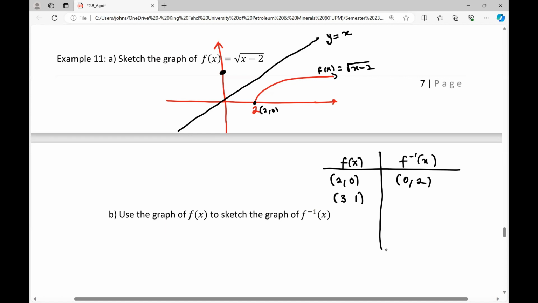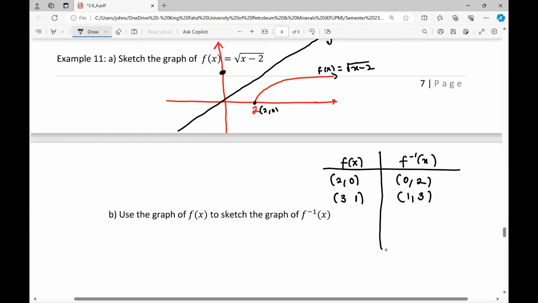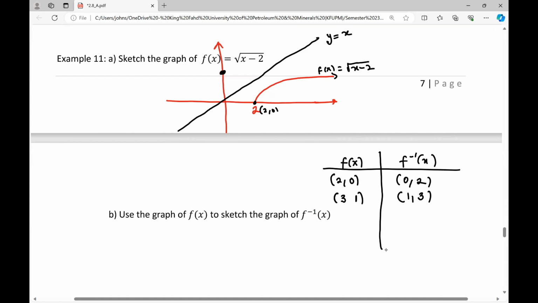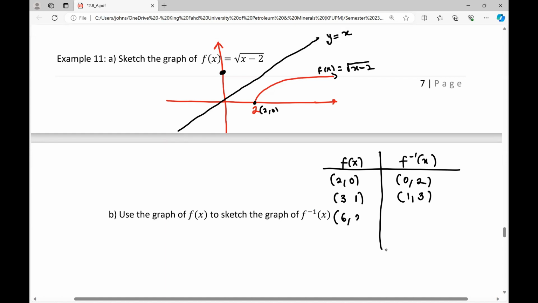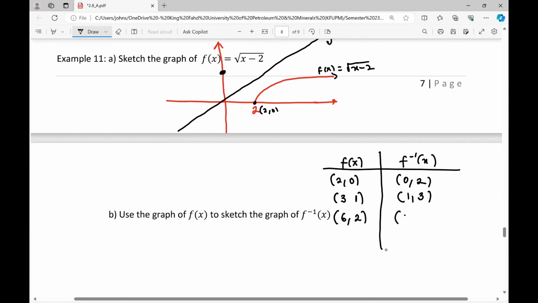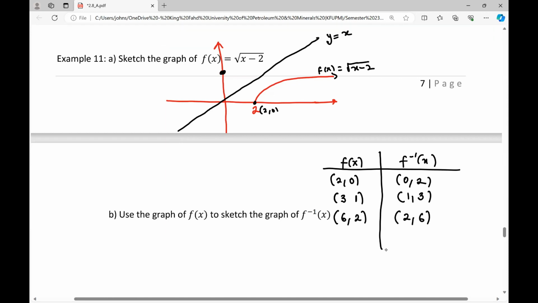On the graph of f, then on the graph of F inverse, this is going to be 1, 3. You switch it. Now we can also take another point. Let's say we can take 6. If x is 6, you have 6 minus 2. So here will be 6, 2. And this will become 2, 6. So let's use these 3 points.